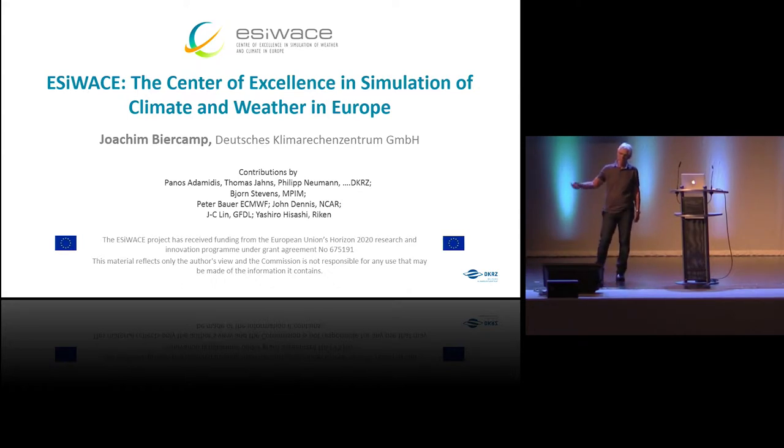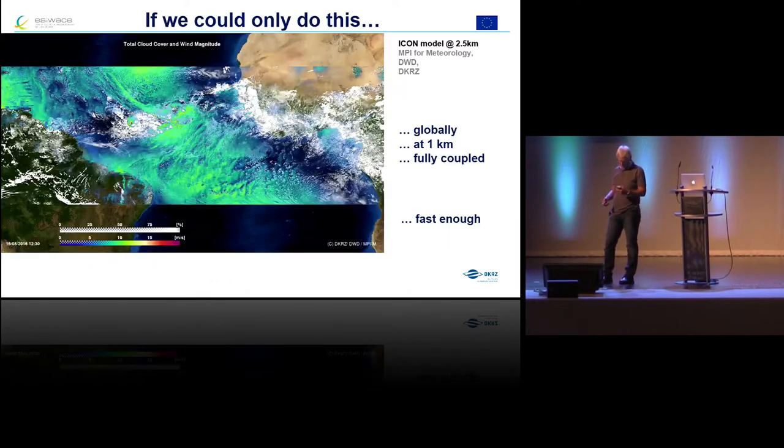It's about activities around enabling this very high resolution Earth system modeling in Europe. Especially we have the center ESiWACE, but a lot of other things are going on. So this slide I stole from Peter Bauer, who showed it last week at the supercomputing conference in Frankfurt. The animation does not run, but I have another one later. It was one of Peter's last slides, saying, if we could only do this: this is the resolution with 2.5 kilometer resolution, cloud permitting in the tropical Atlantic, done at our institution in Hamburg at DKRZ. That's why I feel free to show that here. And Peter said if you could only do this globally, not only regional, at 1 kilometer, not only 2.5, fully coupled, not only atmosphere, and then the very important thing is fast enough.